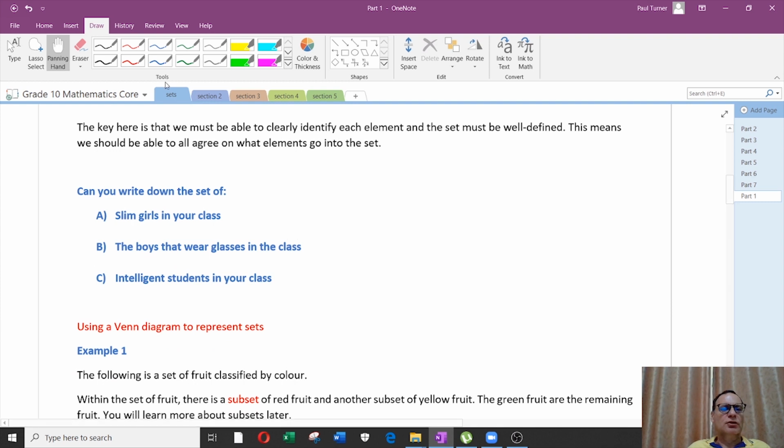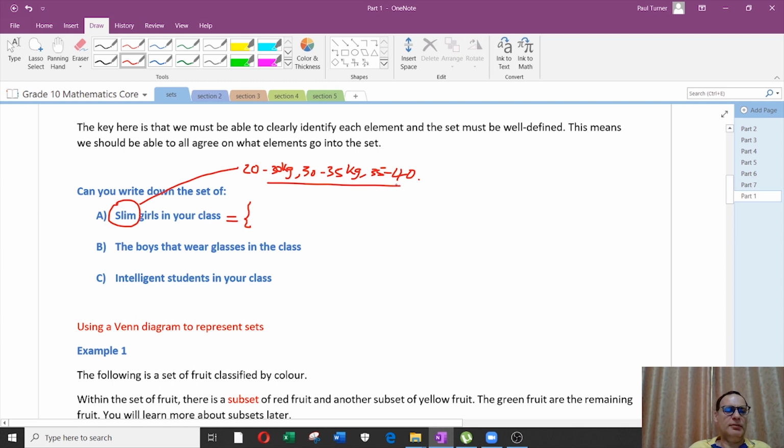So for example, could we write down the set of slim girls in your class? Who are they? How do you know what is slim? For a start, this word is your problem because slim is not defined. It could mean students that are 20 to 30 kilograms, or does it mean 30 to 35 kilograms, or what, 35 to 40? So what is slim? We can't decide what slim is, can we? So you could put some names here, but I think you're not going to all agree on who the slim students are. So this here is not a well-defined set.